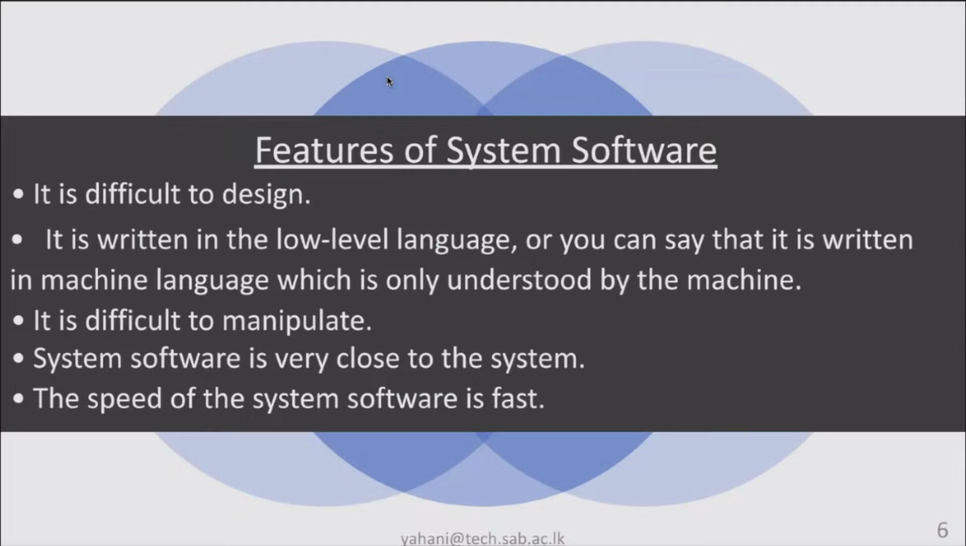Then it is difficult to manipulate. Manipulate means, if we design those system software, it's difficult to manipulate. Then system software is very close to the system. Then the speed of the system software is fast. That means we design those system software with machine language, so it's very fast. Okay.